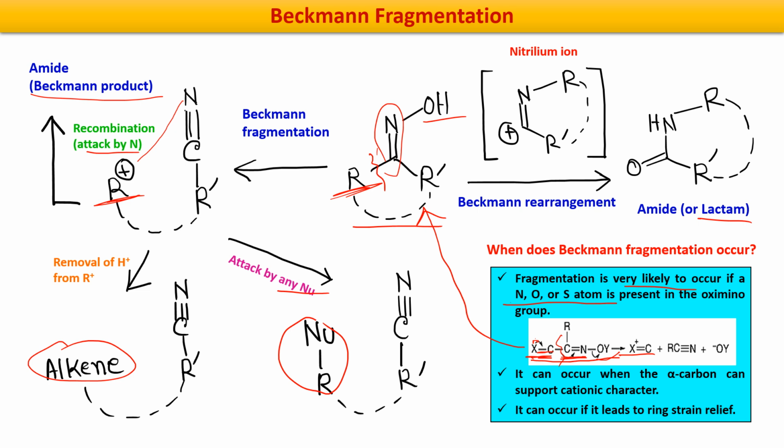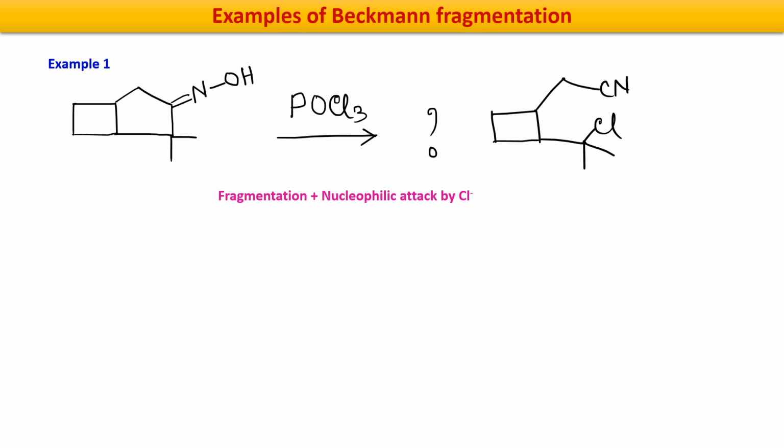So this is one of the possibilities where Beckmann fragmentation can occur. Then it can also occur when the alpha carbon can support cationic character. Suppose after the R-C bond cleavage, if the R plus carbocation is very stable, then cationic character is supported. So in that case also Beckmann fragmentation can occur. And another possibility is if there is a ring strain relief, something like this is happening, that can also be the driving force for Beckmann fragmentation. Now we will see examples one by one.